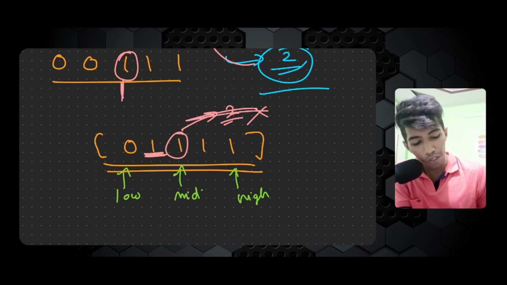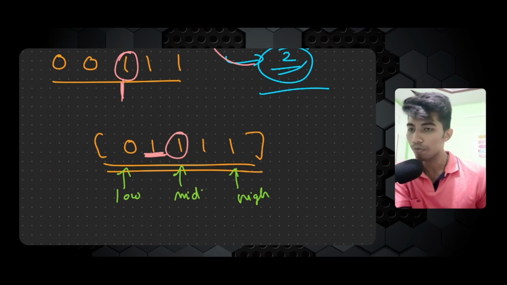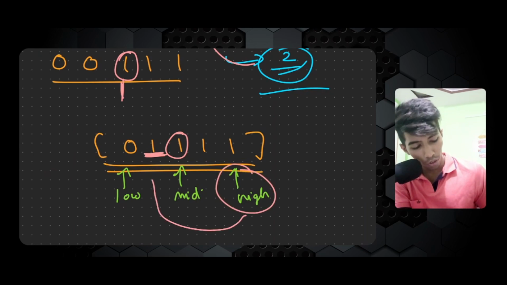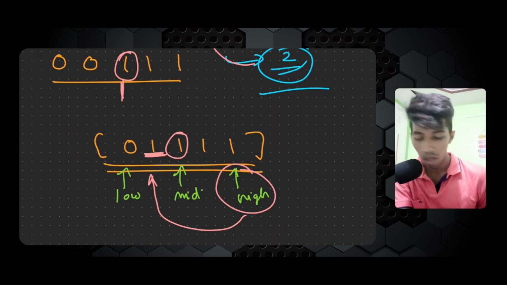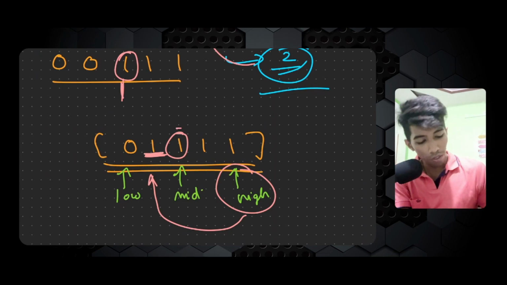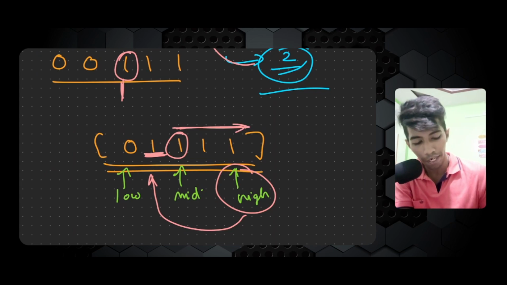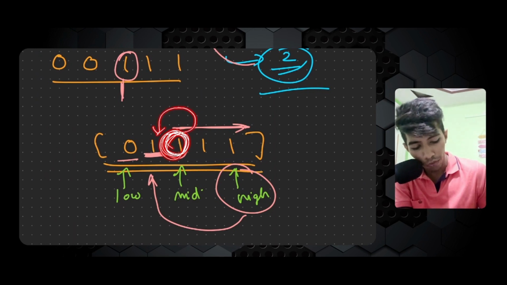So instead of returning the mid, what will we do? We will shift our high pointer. Why are we doing this? Because we are not sure. We know that if mid is 1, then till the end of the array we will get 1, because this array is sorted. So what we have to check is whether 1 appeared before this one or not.